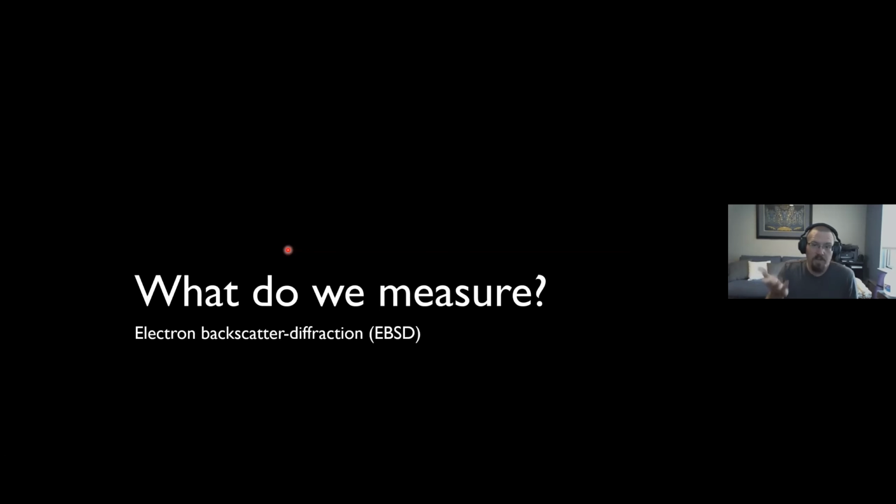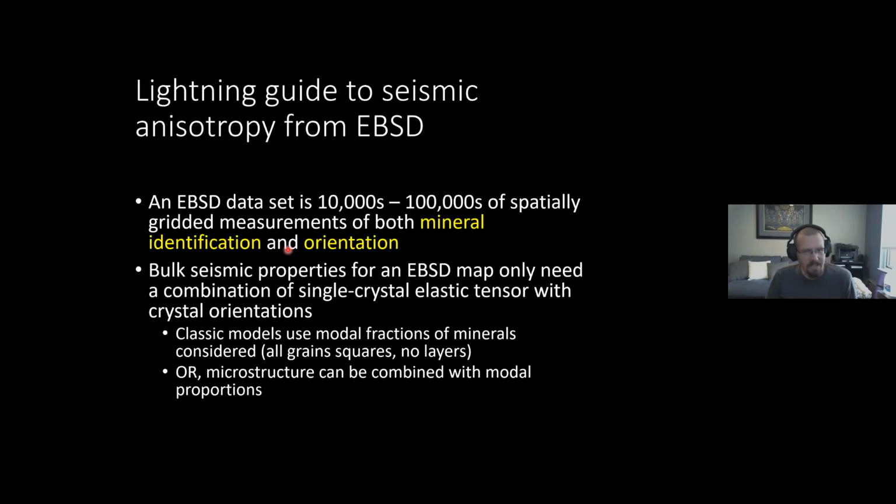So what do we even measure here? How do we get any of this data? A lightning guide to all of this is that you need to use electron backscatter diffraction. Electron backscatter diffraction is basically the coolest technique in all of the Department of Geosciences, and I will fight anybody who wants to disagree with me on that, because it generates a huge volume of data that is incredibly rich and fascinating in a very short period of time.